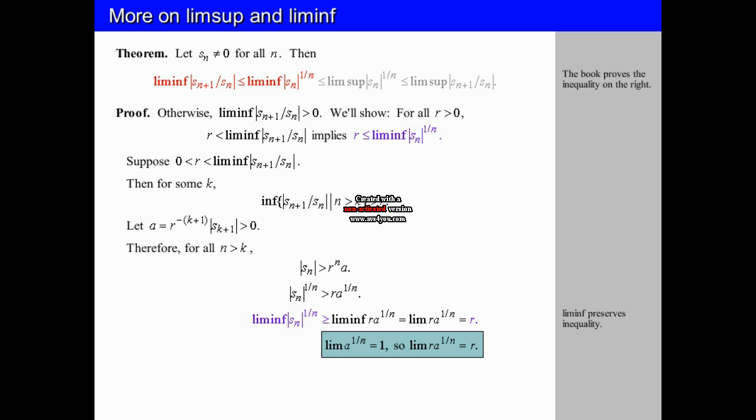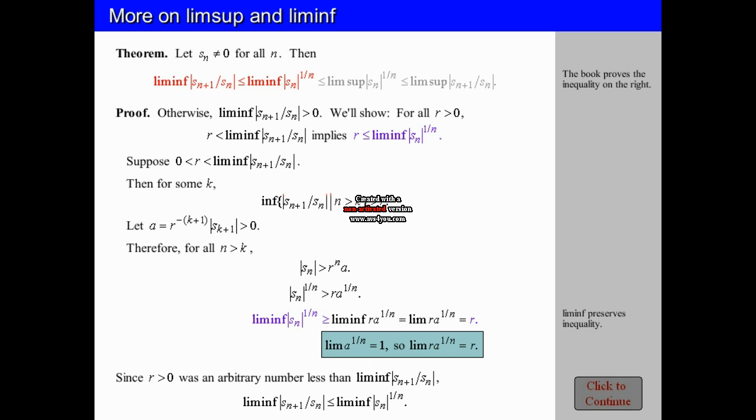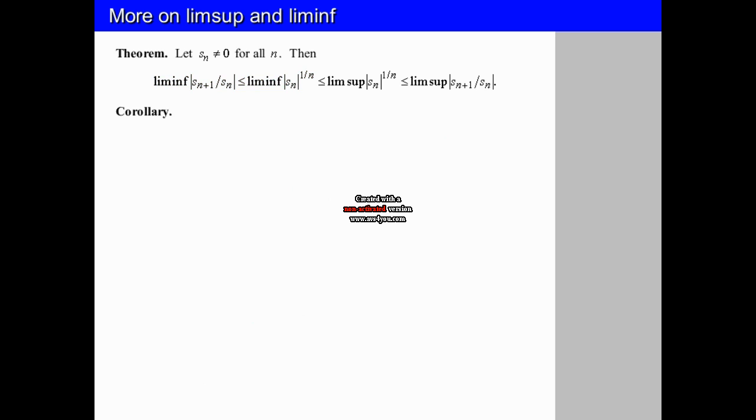Hence, putting our results together, we get that lim_inf of the absolute value of Sn to the 1 over n is greater than or equal to r. Since r was an arbitrary positive number less than lim_inf of the absolute value of Sn plus 1 over Sn, we can conclude that lim_inf of the absolute value of Sn plus 1 over Sn is less than or equal to lim_inf of the absolute value of Sn to the 1 over n. Finally, we mention one rather immediate corollary of this theorem. If the limit of the absolute value of Sn plus 1 over Sn exists and equals L, where L can be finite or infinite, then the limit of the absolute value of Sn to the 1 over n is also L.